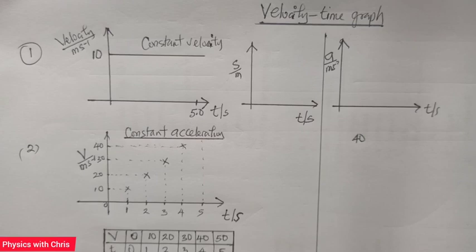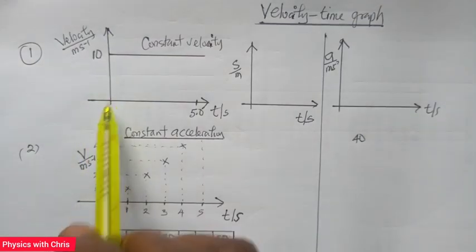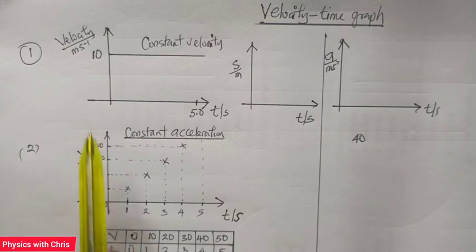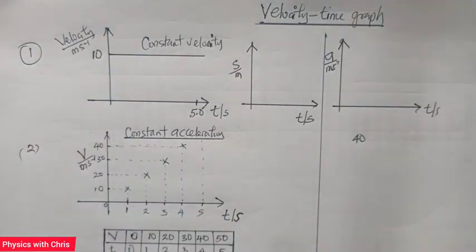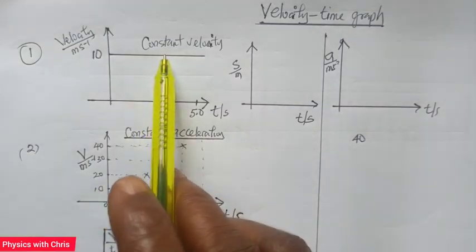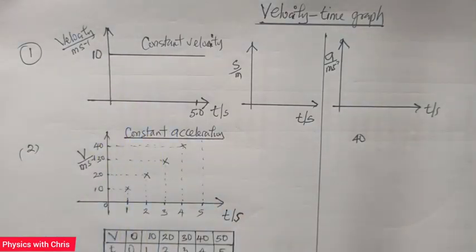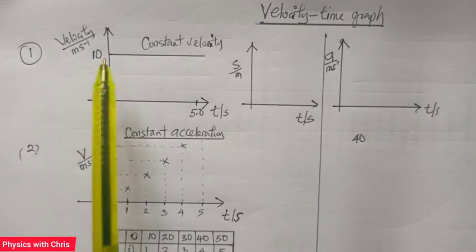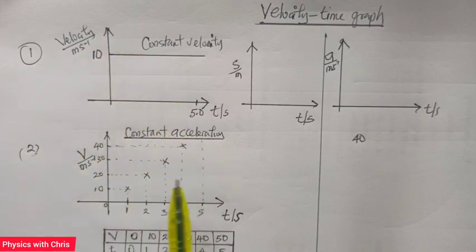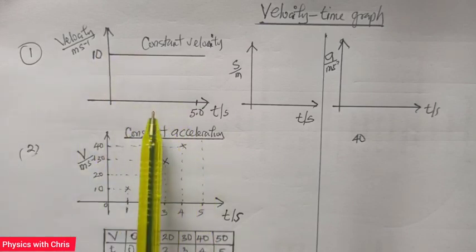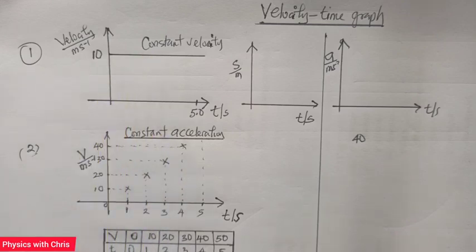Now, for the velocity time graph, we have velocity plotted against the vertical axis and the time represented by the horizontal axis. So this is a case of constant velocity. You can see here that the graph is a straight line parallel to the time axis, meaning that the velocity does not depend on time.